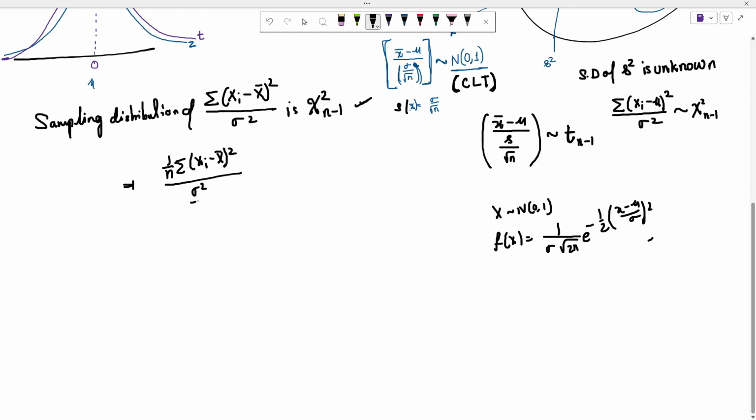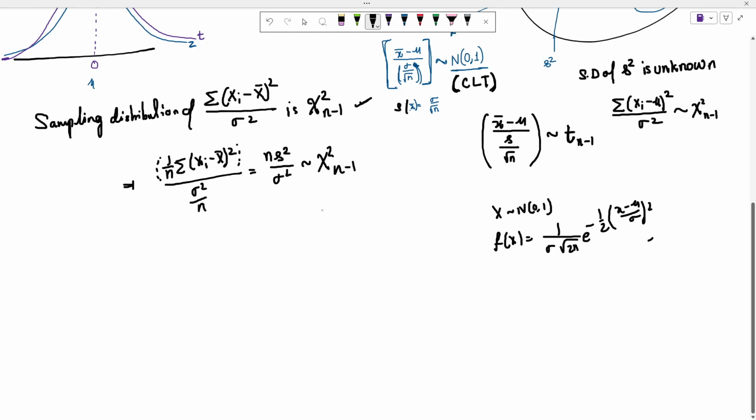So what is this? This is just my sample standard deviation, right? So this is just s square, so n s square by sigma square. This follows a chi-square distribution with n minus 1 degrees of freedom.